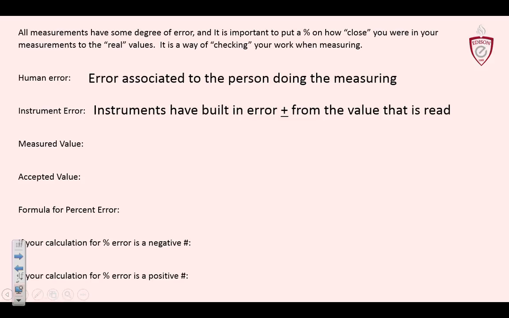Instrument errors are built in. They have a plus or minus from the value that is always read off the instrument. So the instrument itself has error, but sometimes the instruments are broken, not functioning properly, and that contributes to the percentage error that can be calculated.